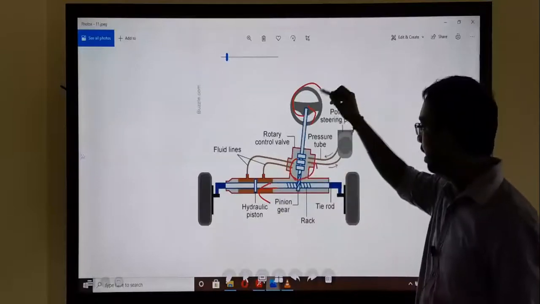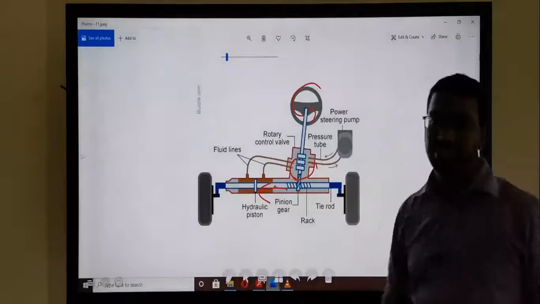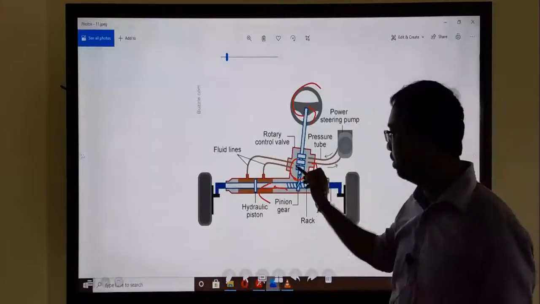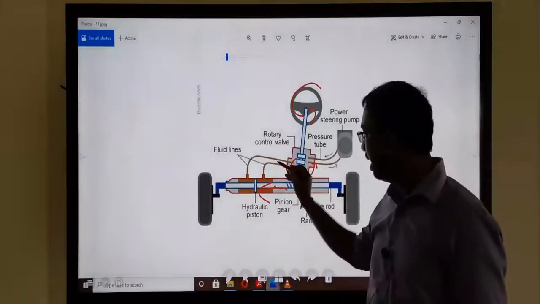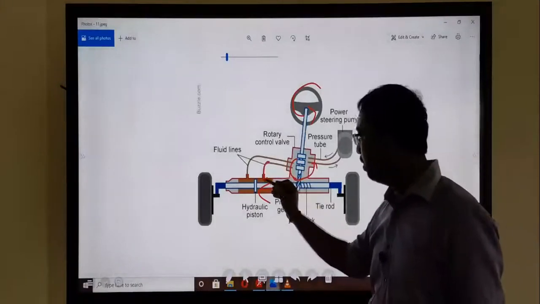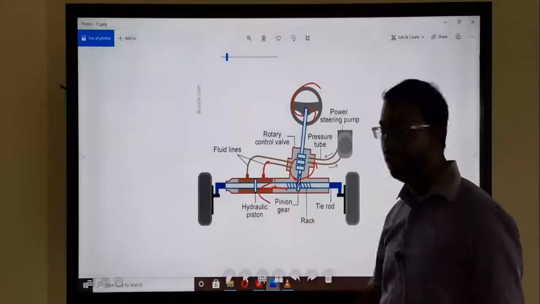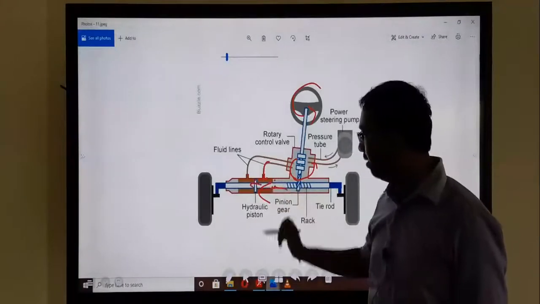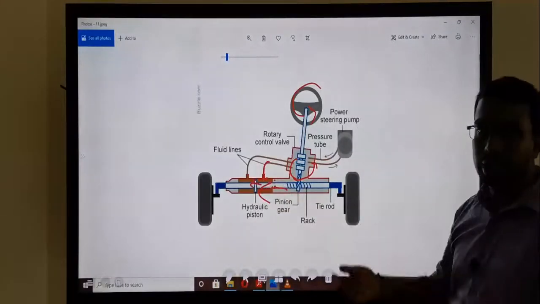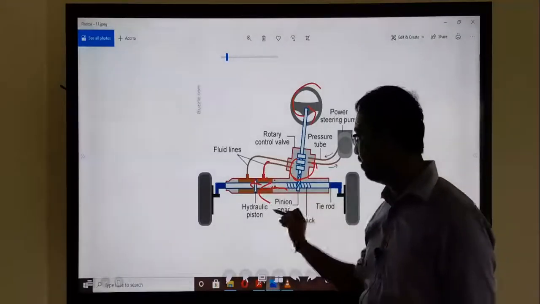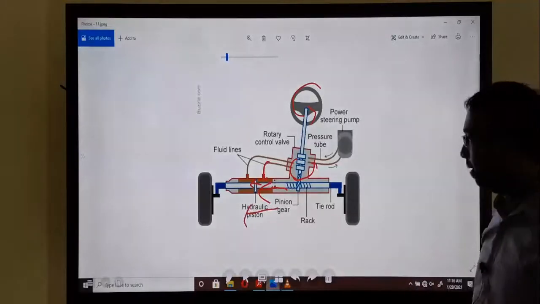When it rotates, the rack is moved to the left side. At that time the ECU sends the signal to the control valve. The control valve opens this line, and the fluid fills here because of the pressure. Because of the pressure applied on this piston, what will happen? It gives a boosting energy to move this rack very effectively and smoothly.